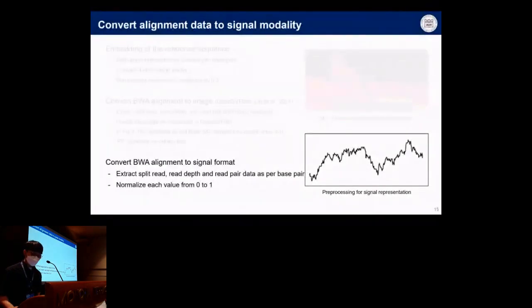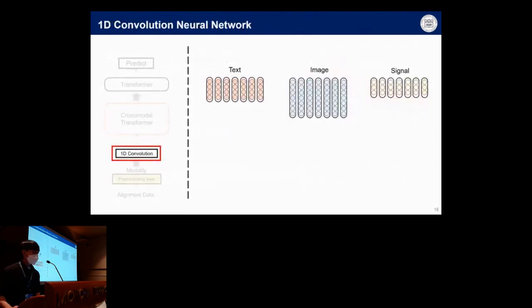Next, we convert alignment data to signal format. Like the image modality, we extract split reads, read depth, and read pairs per base pair. They are normalized to values from 0 to 1. After preprocessing, we put each modality into a 1D convolutional neural network layer.